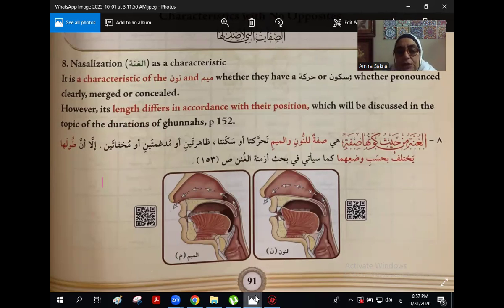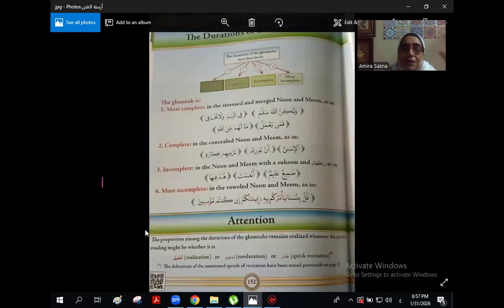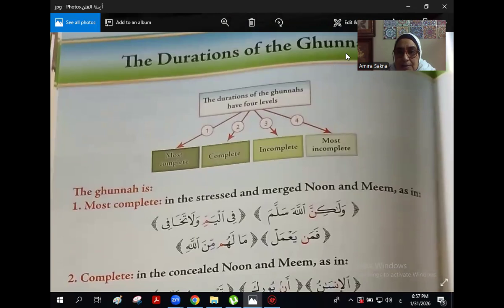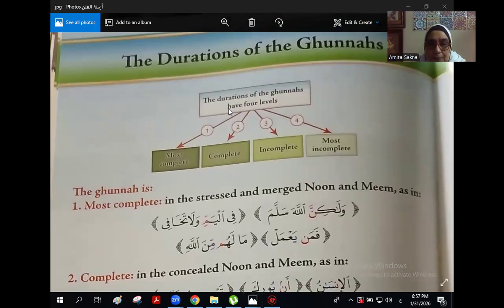Durations of ghunna. This is very important because a lot of people say it's 2 counts. No, as I explained, always know that the duration is not counted by counts. That's not correct. The durations of the ghunna have 4 levels: 1, most complete; 2, complete; 3, incomplete; and 4, most incomplete.